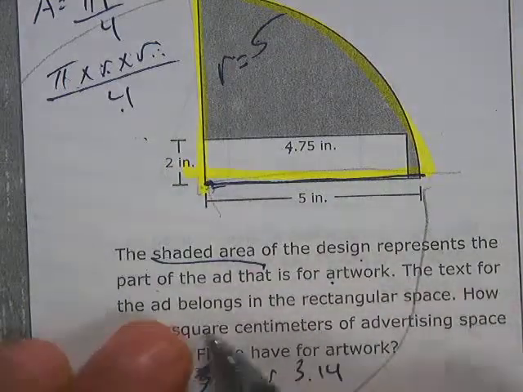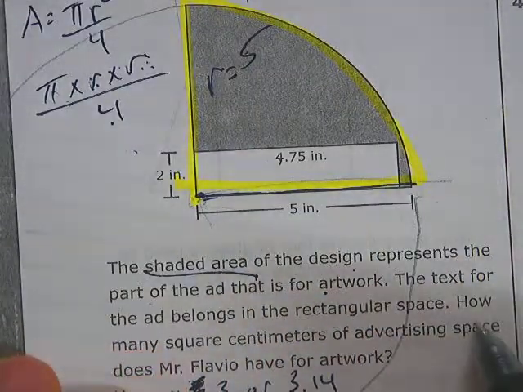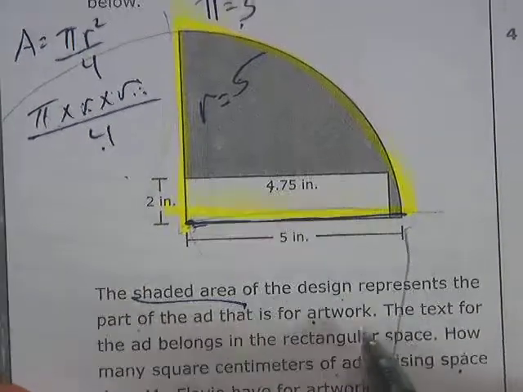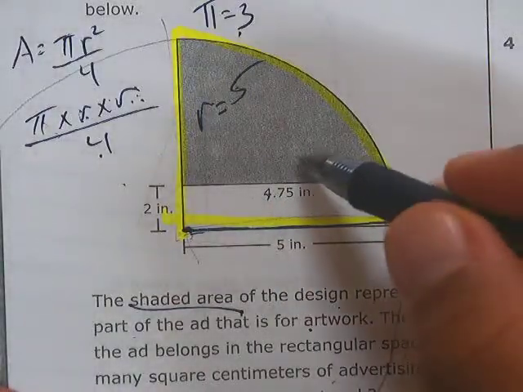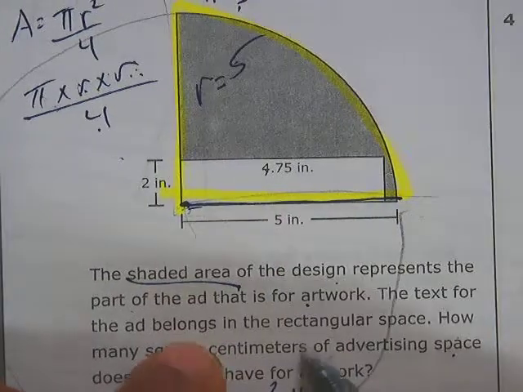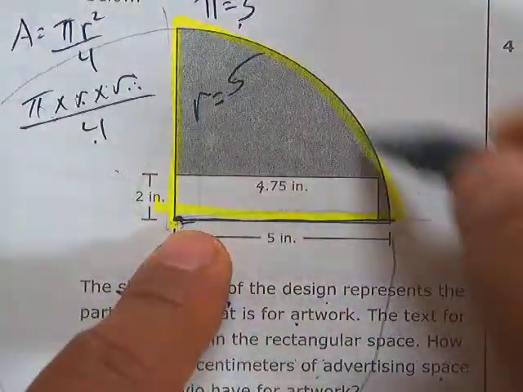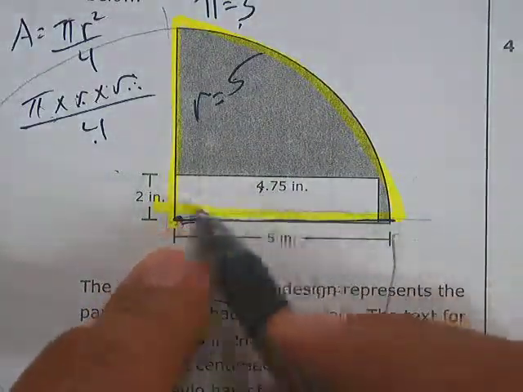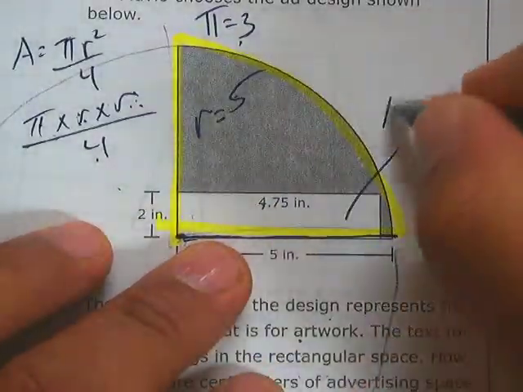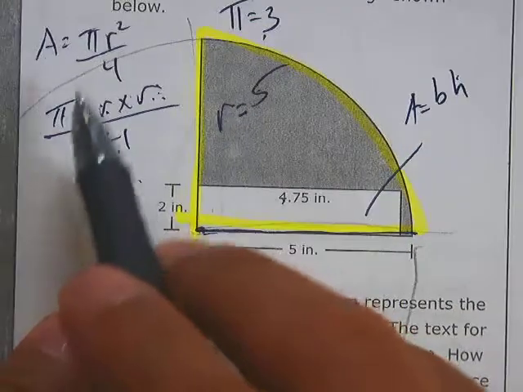It says the shaded area of the region of the design represents the part of the ad that is for artwork. So the shaded area, so that means this part, not this part. The text for the ad belongs in the rectangular space. Okay, so they're going to put some wording here on the rectangular space. How many square centimeters of advertising space does Mr. Flavio have for artwork? Okay, so artwork was this gray part, excluding the text, that ad that's going to go in the rectangular space. So excluding the rectangular space. So the art is going over here in the grayish part, not here. This is just for the text.